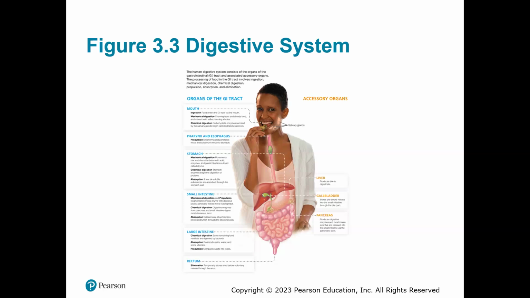The pharynx and the esophagus do propulsion. They move that bolus from the mouth down to the stomach. Let's go back to the mouth for just a second here. I skipped the chemical digestion that happens in the mouth.